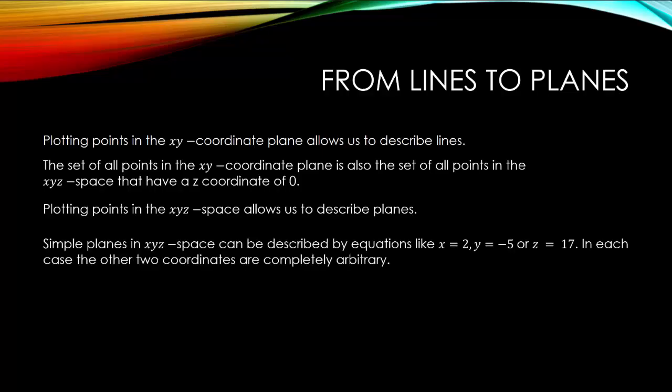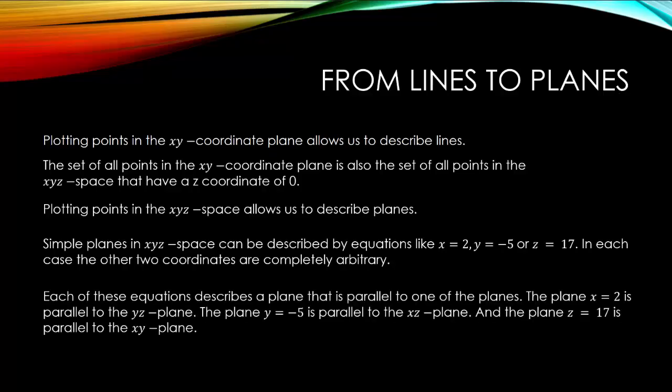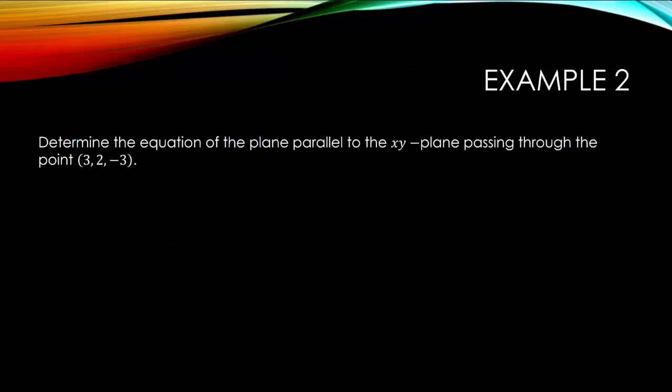Simple planes in xyz space can be described with equations like x is equal to 2, y is equal to -5, or z is equal to 17. In each case, the other two coordinates are completely arbitrary. Each of these equations describes a plane that is going to be parallel to one of the other planes. The plane x is equal to 2 will be parallel to the yz plane. Y is equal to -5 is parallel to the xz plane, and z is equal to 17 is parallel to the xy plane. Let's work another example.